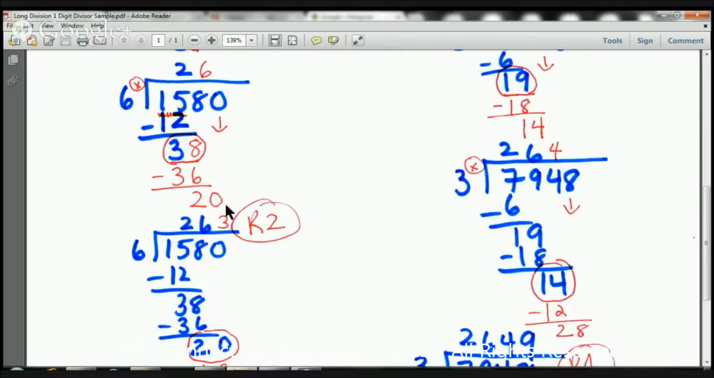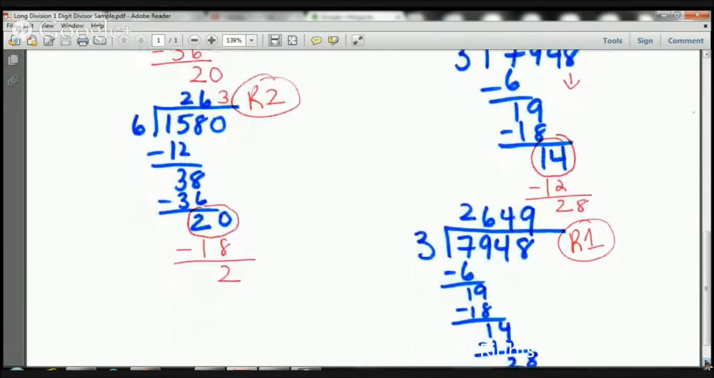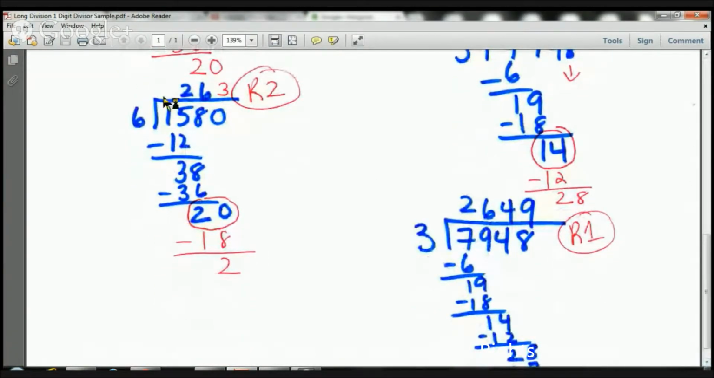So now I have 20. Okay? So far, so good. Right, boys and girls? We're doing this step by step. I'm showing you the strategy. I'm showing you the recipe. So remember, I need to have my pretend multiplication sign right here, okay? Because that helps me. So I know that 6 goes into 15 2 times.